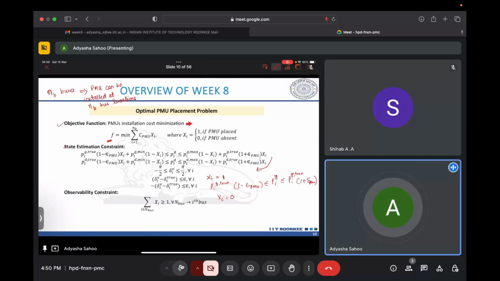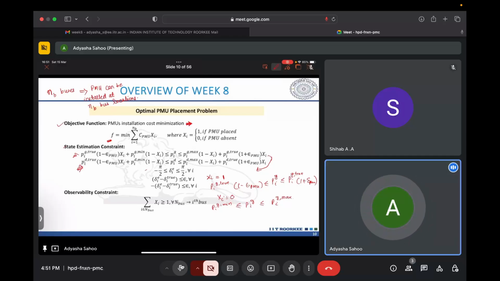Now if x is 0, basically this will reduce to Pij min less than equal to Pij less than equal to Pij max. Similarly, this also will go for the locations of your demand. This was for your generation, this was for your load demand.